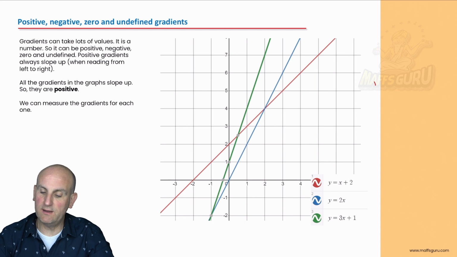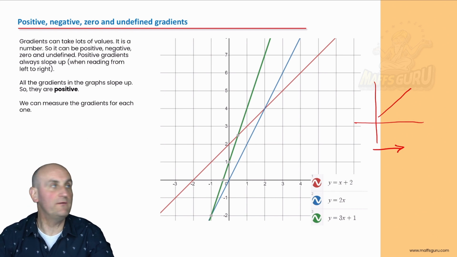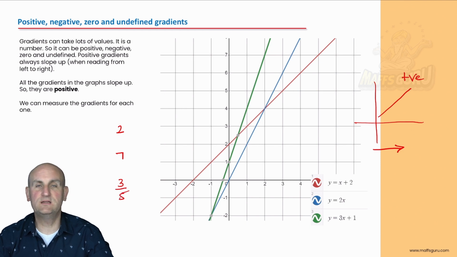Now, positive gradients, when you read from left to right, will slope up. So gradients that slope up, when you look from left to right, I'll do it again, right? Slope up. Now these we say are positive gradients. There'll be a positive number. Numbers like 2 or 7 or 3/5. All of those numbers there are positive numbers. So they could be good examples of gradients.